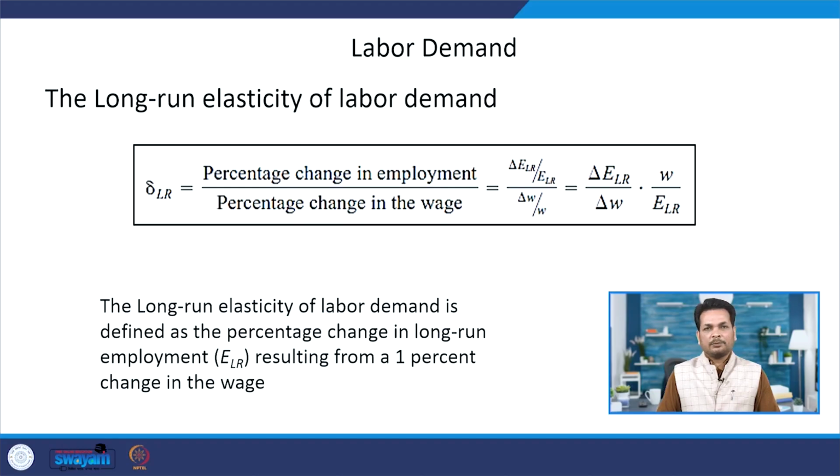When it comes to the long run, the same formula is used to estimate the long run elasticity of labor demand. It is the percentage change in employment divided by the percentage change in the wage, and we can interpret the result in the same way: the percentage change in long run employment resulting from a 1% change in the wage. The long run demand curve is also downward sloping. Therefore, the long run elasticity value will have a negative sign.